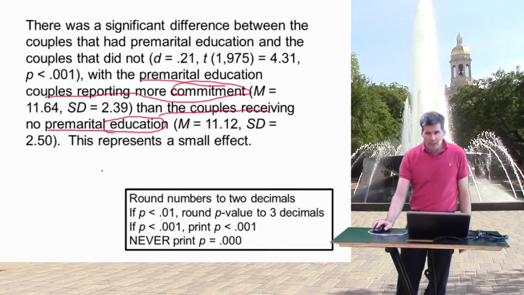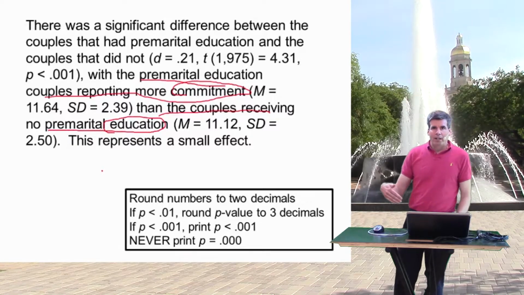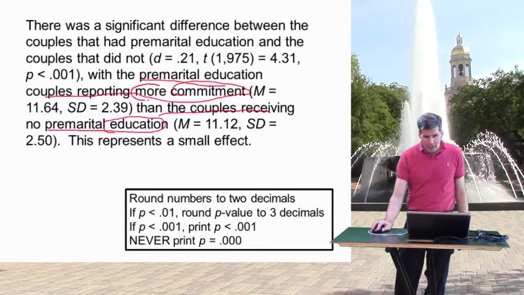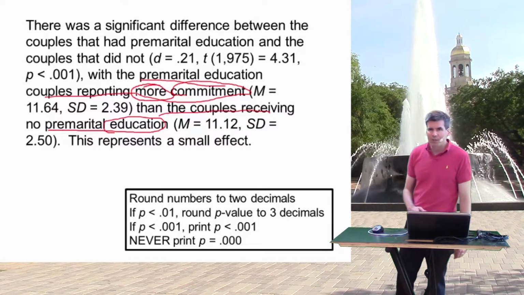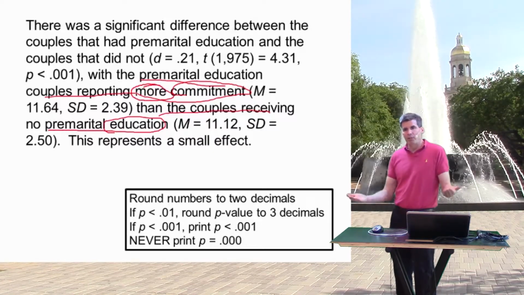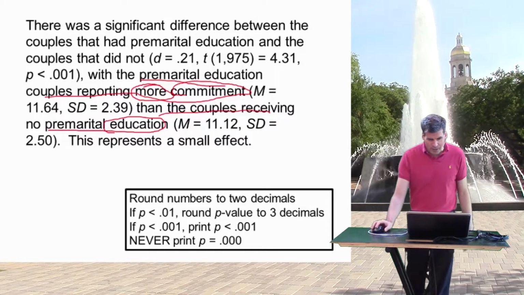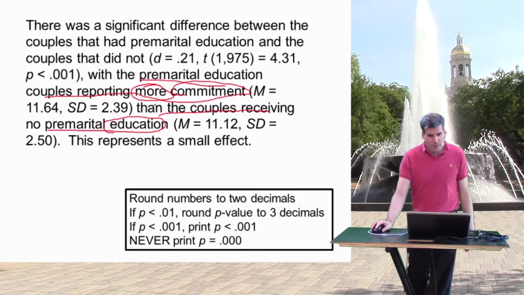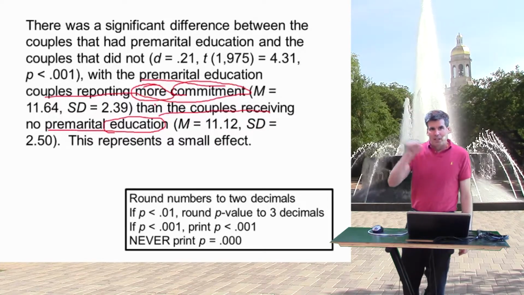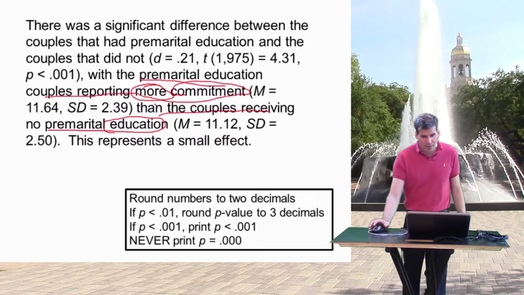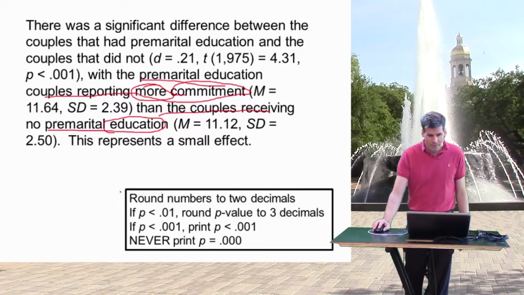By the way, one thing to always keep in mind when you're writing in a scientific style: the word more or less is always a contrast. Never use the word more without saying more than what, or less without saying less than what. If I just said the premarital education couples reported more commitment, period, that would be a bad sentence because I wouldn't be telling the reader more than what. I need to say more than the couples receiving no education.